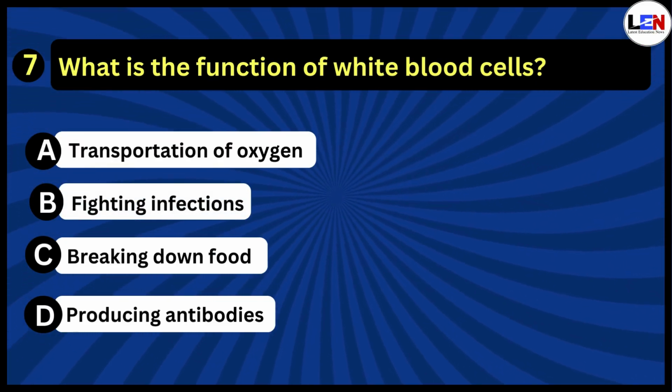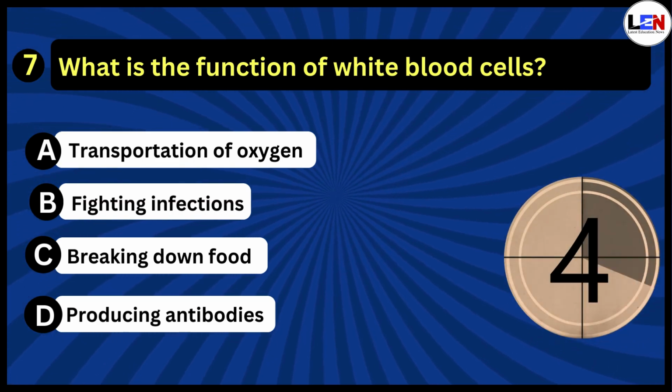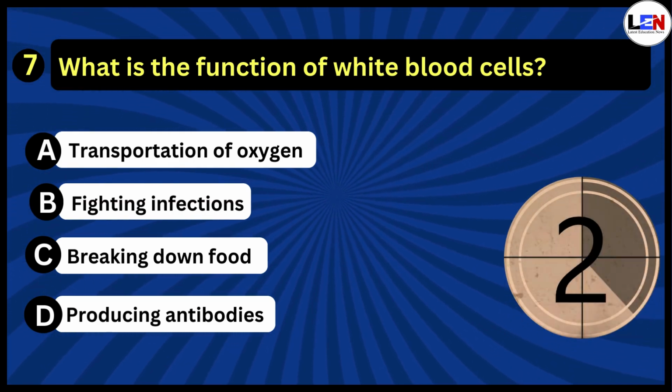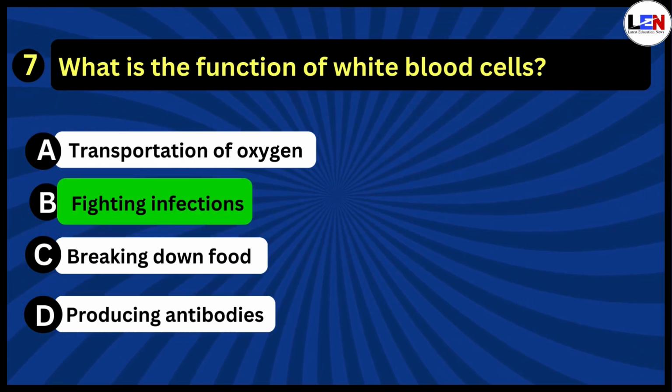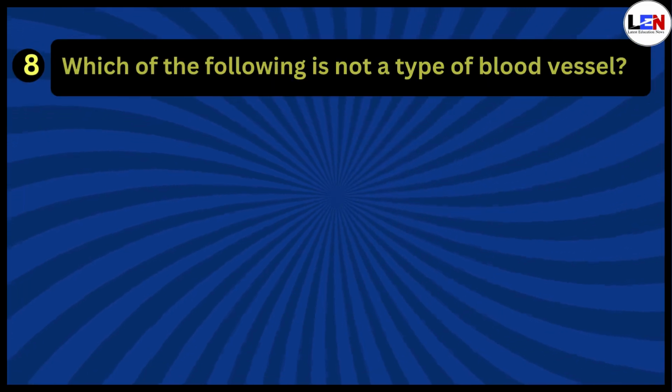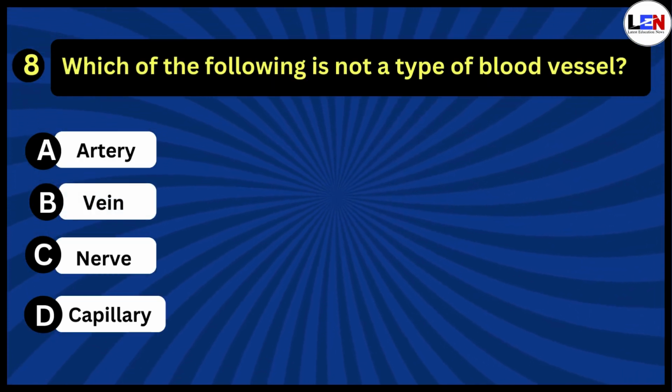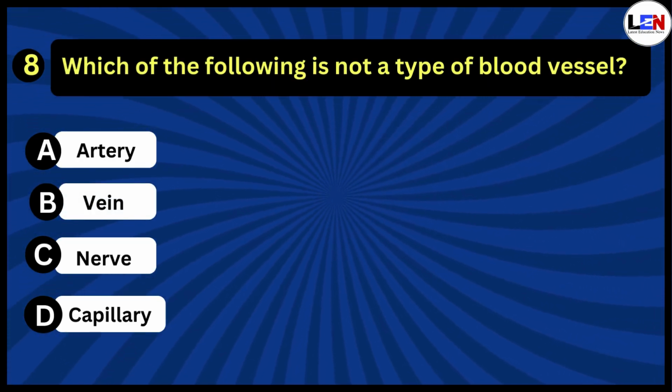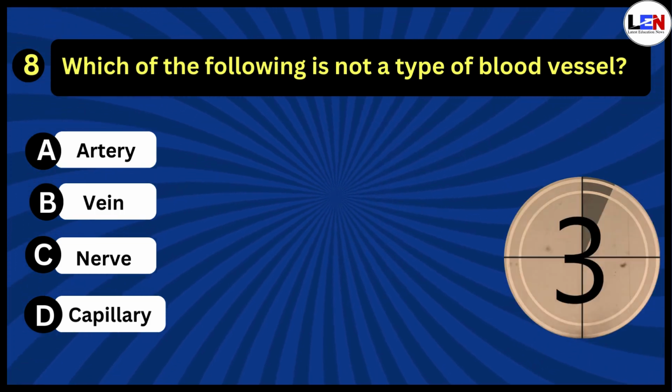What is the function of white blood cells? A. Transportation of oxygen. B. Fighting infections. C. Breaking down food. D. Producing antibodies. The correct answer is option B. Fighting infections.